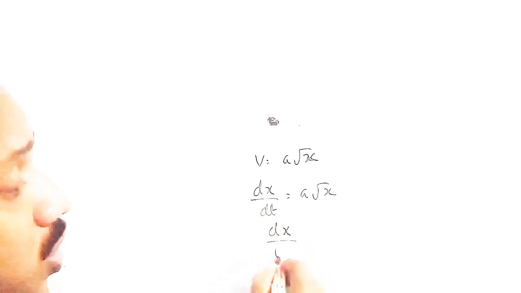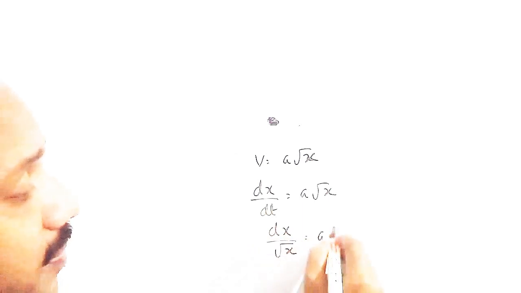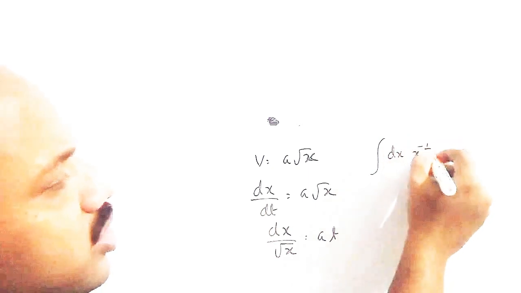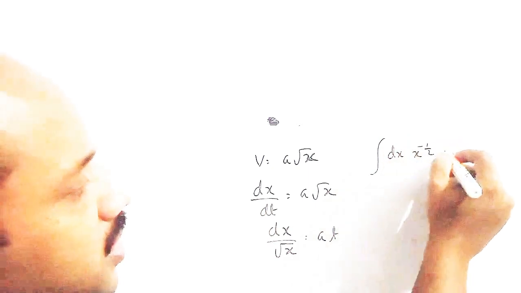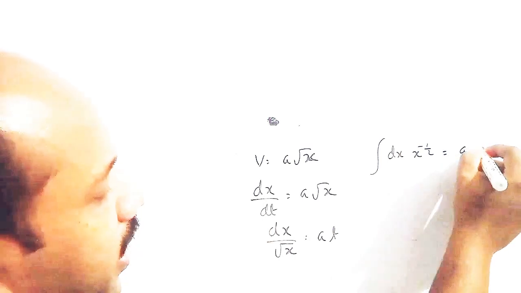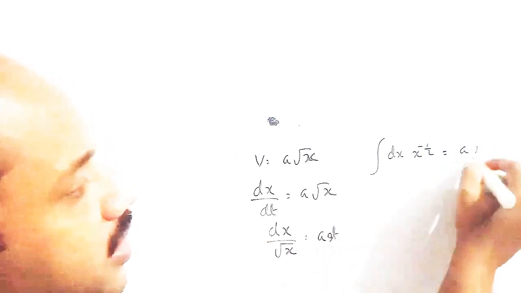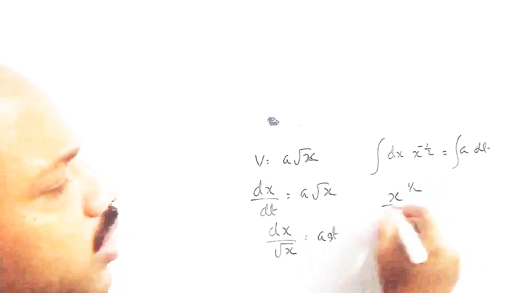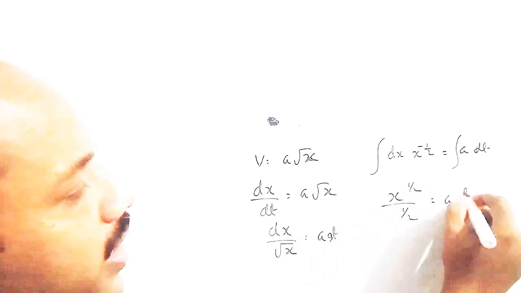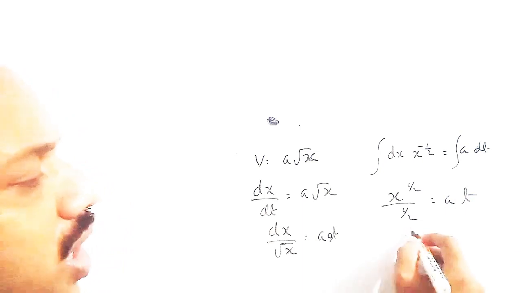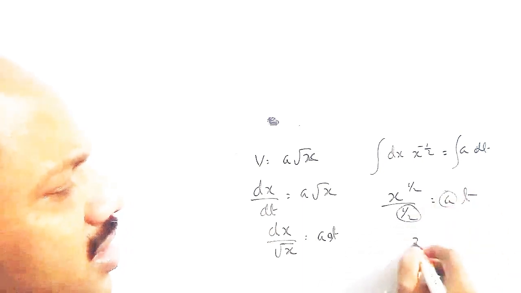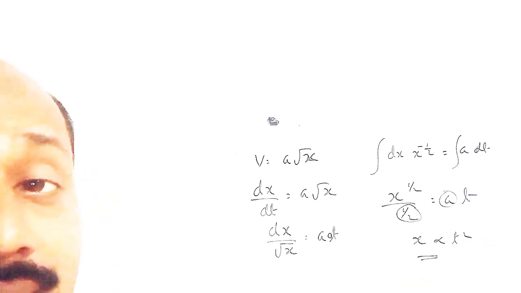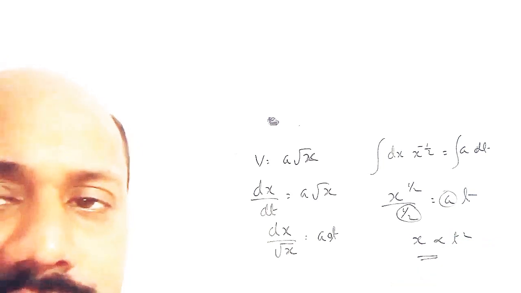Then dx by root x. Rearranging this, we get a dt. On taking integration, dx by root x, better take it as x raised to 1 minus 1 by 2, that is equal to integral of a dt. The integral is x raised to 1 by 2 divided by 1 by 2, that is equal to at. On squaring, you will get a constant. On squaring, x is proportional to t square. The position is directly proportional to t square. Choice is 4, right?